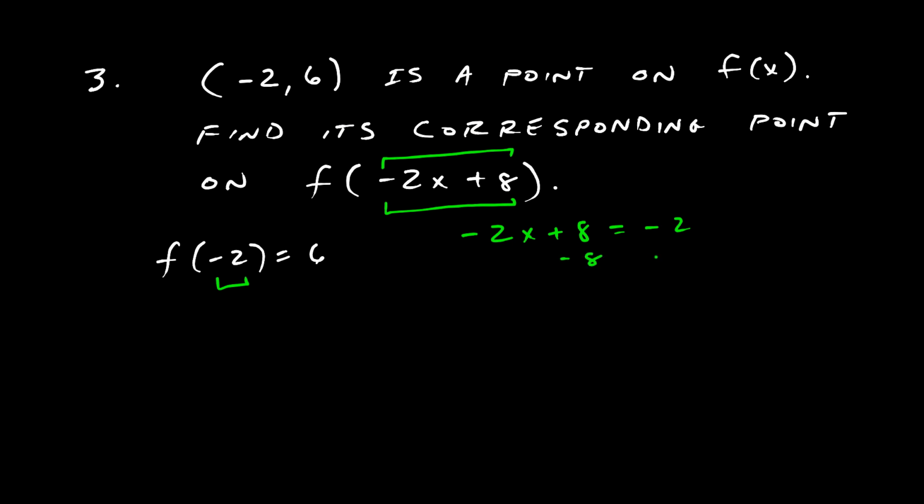So we could subtract 8 from both sides. We have negative 2x equals negative 10. Divide by negative 2. And we have x equals 5. So that means this new point, when x equals 5, we're still going to have y equals 6. We didn't make any changes on the y value. So the new point is 5, 6.